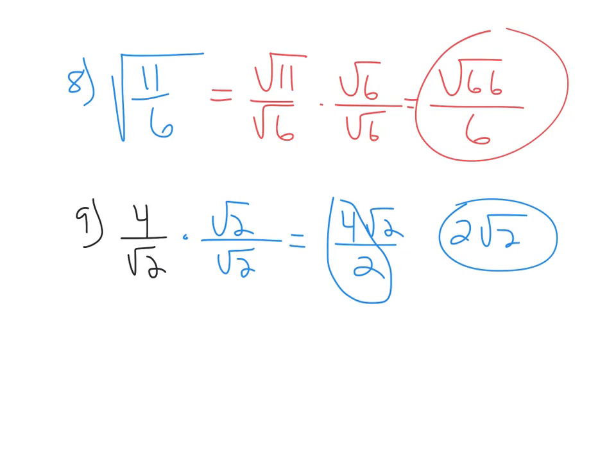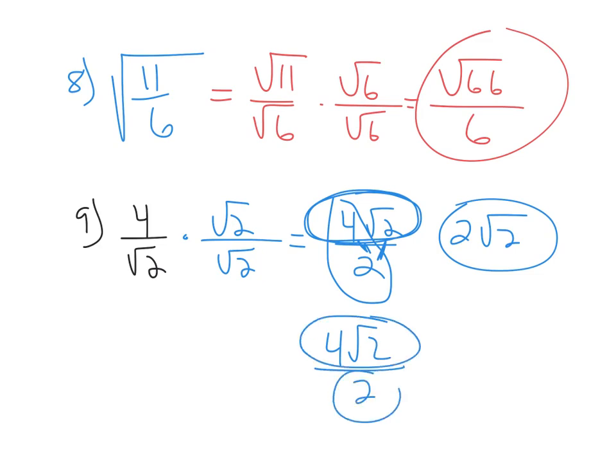Now, some people ask usually, why can't I simplify all 3 of these? Don't forget, this is one term. There's no addition or subtraction in it. So it's just 4 root 2 over 2. This is one term, this is one term, which means I can just reduce those. I don't need to worry about that radical sign there.